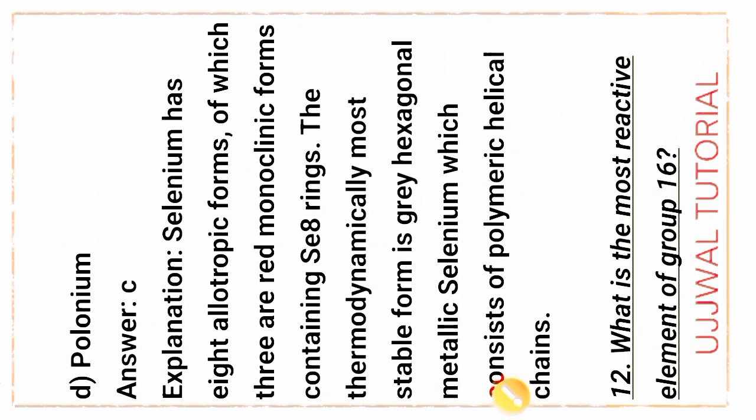Selenium has 8 allotropic forms, of which 3 are red monoclinic forms containing Se8 rings. The thermodynamically most stable form is gray hexagonal metallic selenium, which consists of polymeric helical chains.